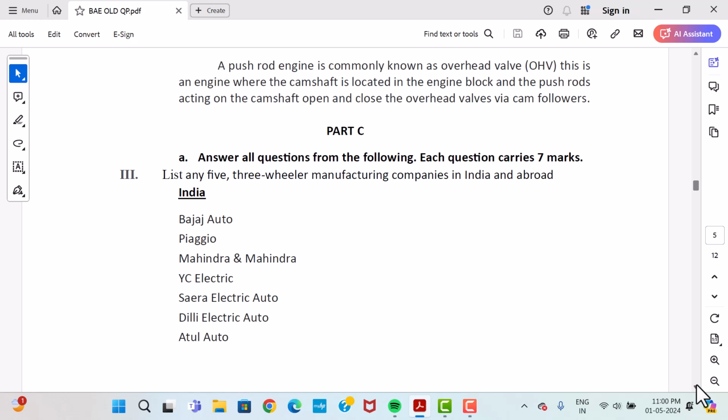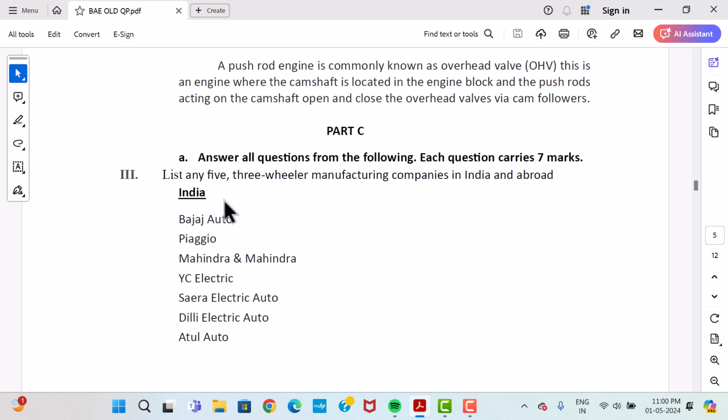Nowadays, the question will be changing to the electric automobile industry. So you must know the names of the companies which are manufacturing electric vehicles too. That is very important nowadays. So we have to identify the manufacturing companies in India and abroad. First, you can.